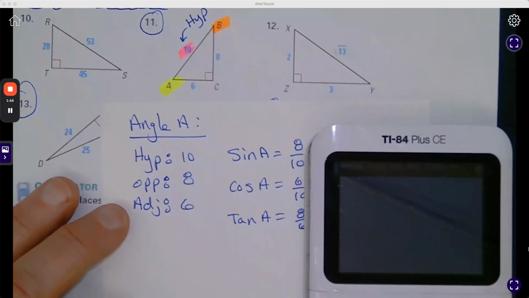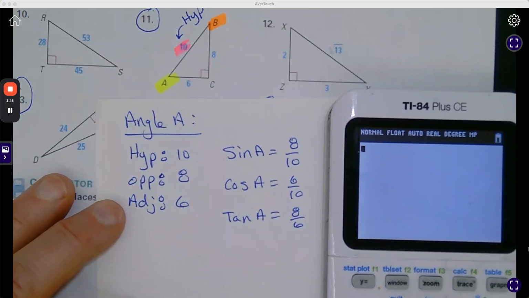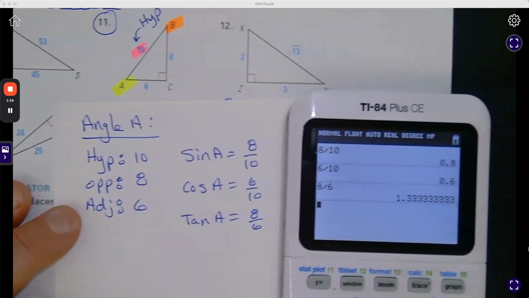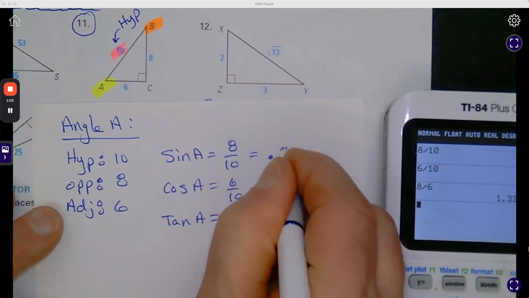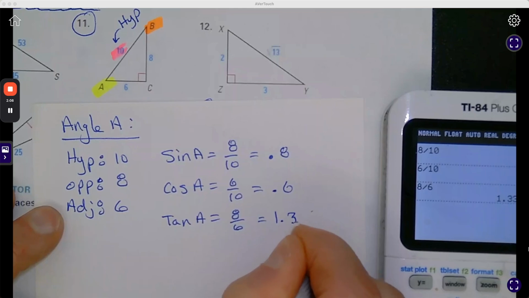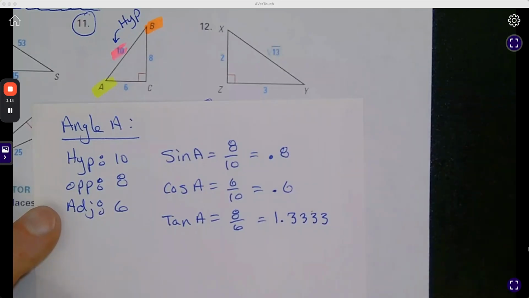So I'm going to move it up here a little bit. 8 divided by 10 equals, okay, that's easy. 6 divided by 10, that's easy. And 8 divided by 6, that's easy. Okay, now I'm going to write those down. So this equals 0.8, this equals 0.6, and this equals 1.3333 to 4 decimal places. All right? That's done.